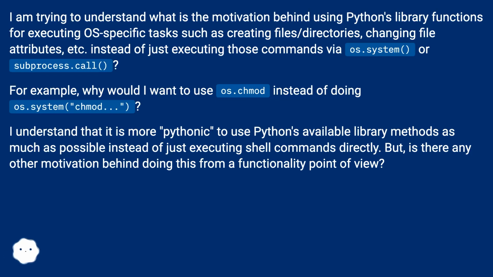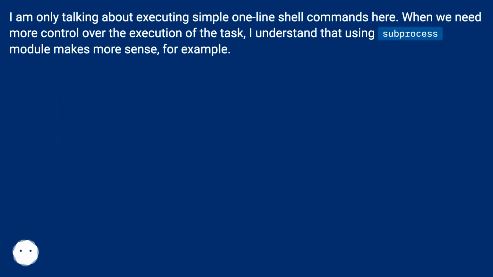For example, why would I want to use os.chmod instead of doing os.system, chmod...? I understand that it is more Pythonic to use Python's available library methods as much as possible instead of just executing shell commands directly. But is there any other motivation behind doing this from a functionality point of view? I am only talking about executing simple one-line shell commands here. When we need more control over the execution of the task, I understand that using the subprocess module makes more sense, for example.